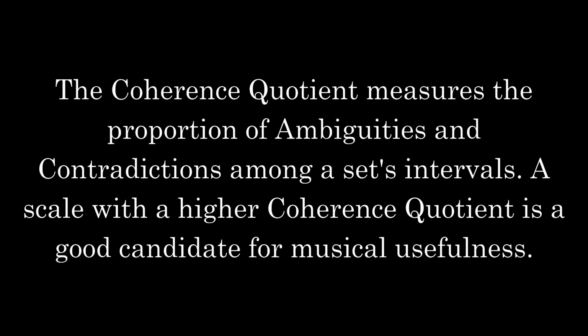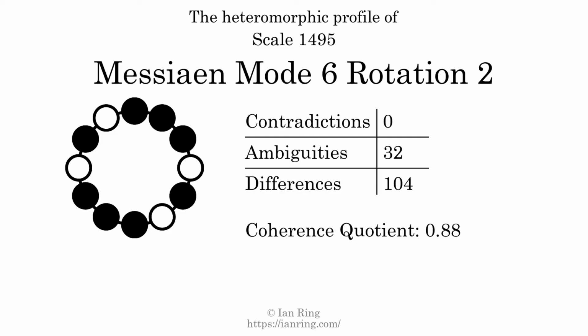The coherence quotient measures the proportion of ambiguities and contradictions among a set's intervals. A scale with a higher coherence quotient is a good candidate for musical usefulness. The coherence quotient is 0.88.